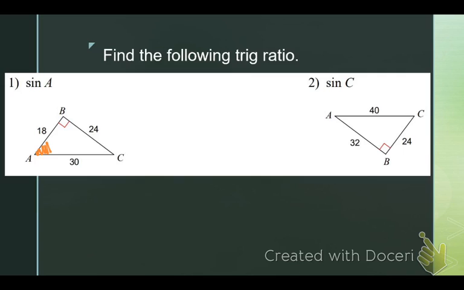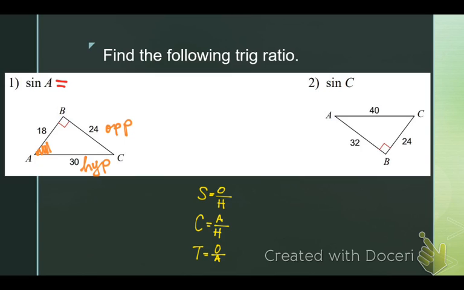For sine, what fraction are we looking for? Opposite over hypotenuse. So we need to find the opposite. What is opposite of angle A? 24. And then what's the hypotenuse? 30. Remember, the hypotenuse is always the longest side. Always, always.